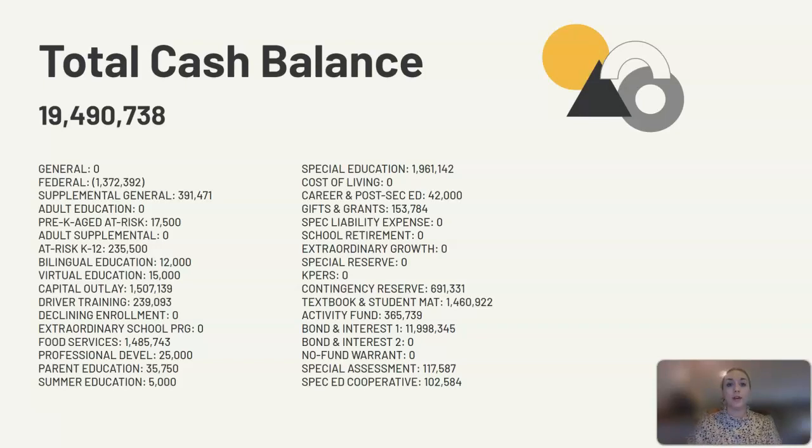So next we have our total cash balance. This is the amount of money that's on hand. Our total for the Goddard District from the 21-22 school year was 19,490,738. And then you can see how this is broken down into the different categories on this slide here. And these are usually put into place by a district to offset any unplanned cash flow.